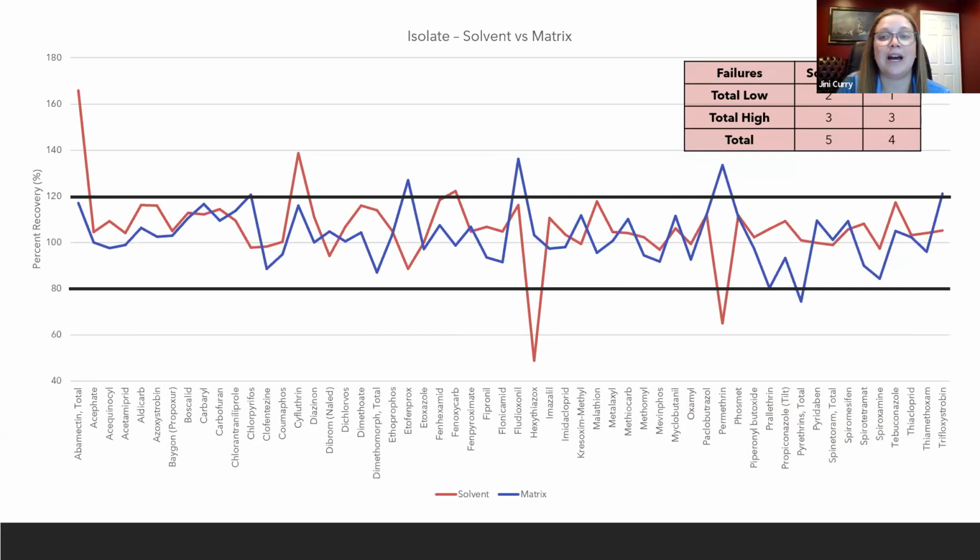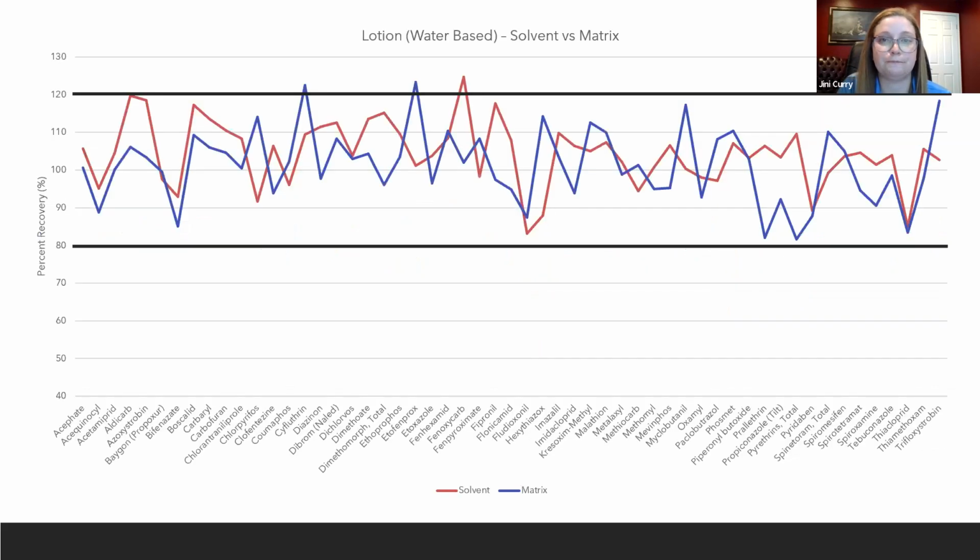As you have less and less other things that are interfering, you're able to eliminate some of those problems. And so in this one, we went from total failures of 5 to 4. Not a drastic difference, but a pretty good difference when you're looking at low to high, I guess, because you'd rather have those high failures than those low failures.